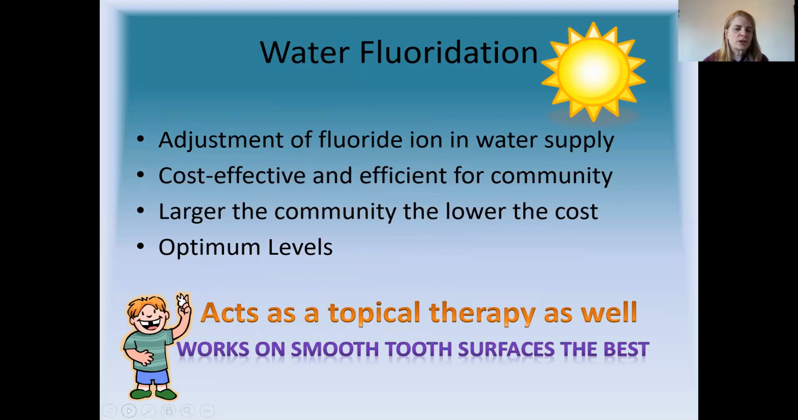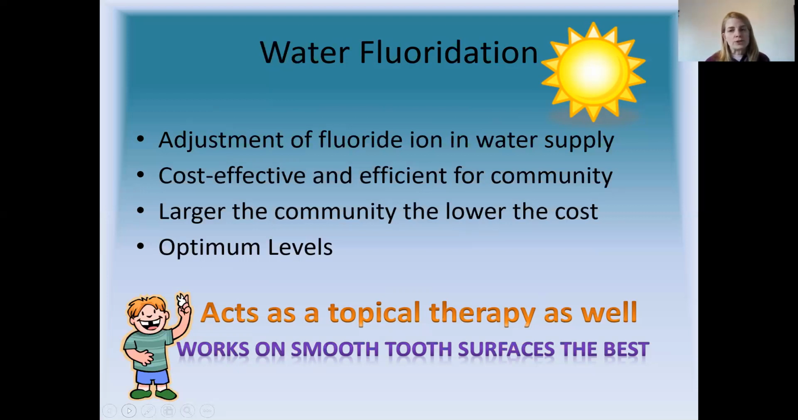Water fluoridation, there is adjustment of the fluoride ion in the water supply. It's very cost effective and efficient for a community. The larger the community, the lower the cost, and the optimum level is 0.07 parts per million. Used to be 1 part per million.